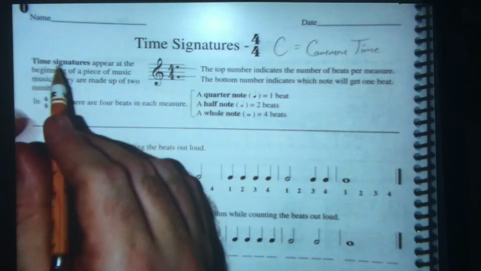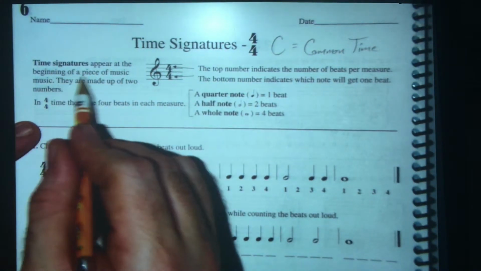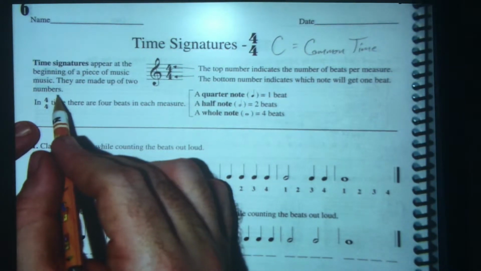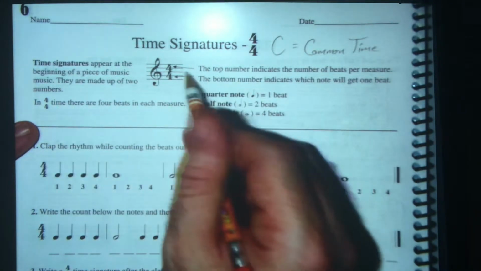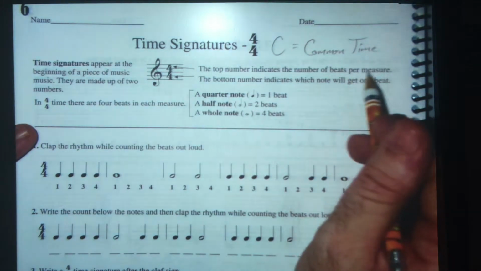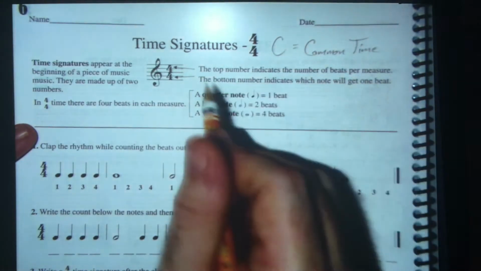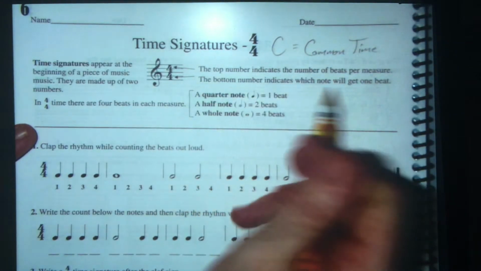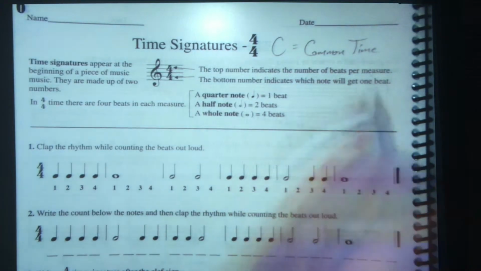Time signatures, we need to know what they are. They appear at the beginning of a piece of music. They are made up of two numbers. The top number here indicates the number of beats per measure. The bottom number indicates which note will get one beat.